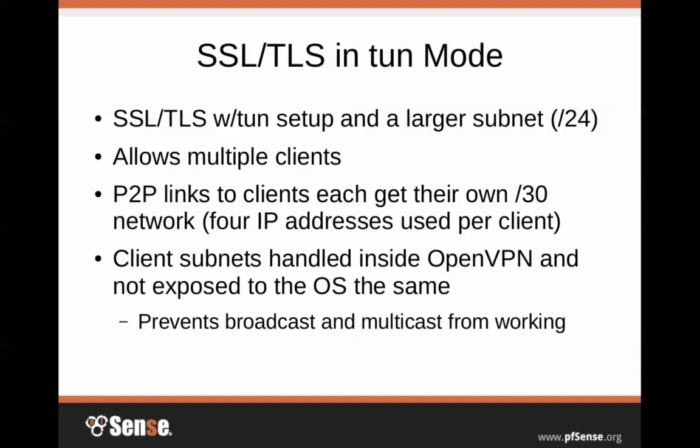And the client subnets are handled inside OpenVPN and not exposed to the OS. So if you look at ifconfig, you only see the first one. With additional clients connected, you never see those IP addresses in the operating system. And OpenVPN sometimes won't even respond to ping on them. So it's a lot more restricted in what you can do because you have to rely on OpenVPN's own internal routing and things like that. And because of that, it prevents things like broadcast and multicast from working across the tunnel.